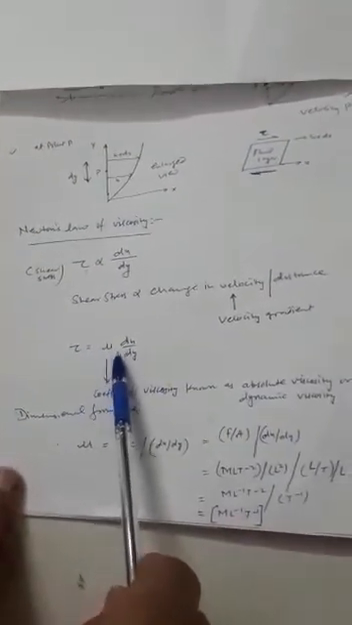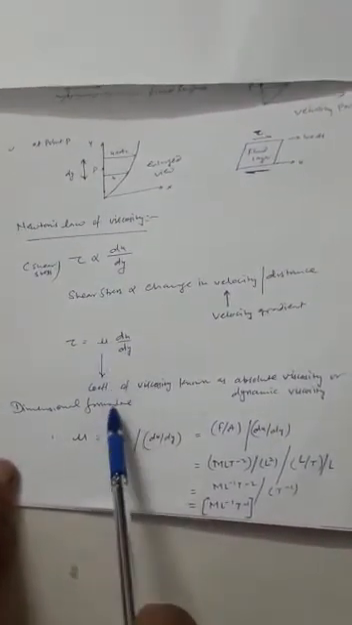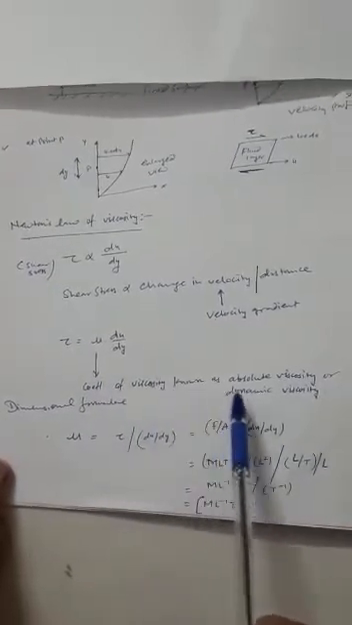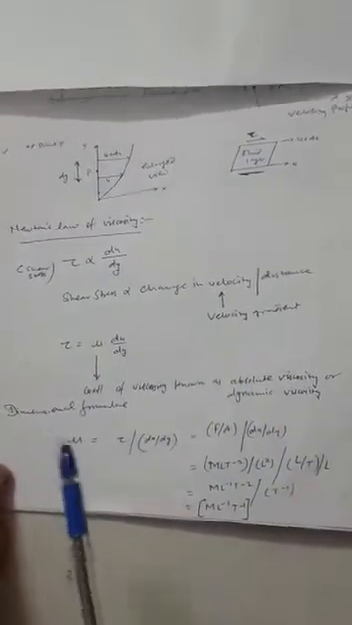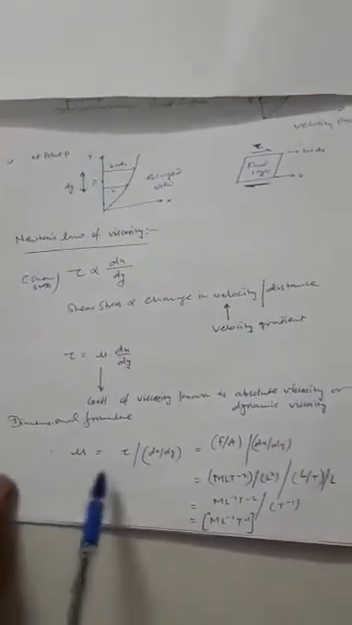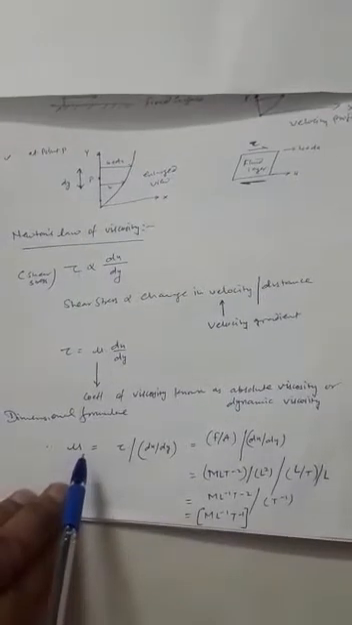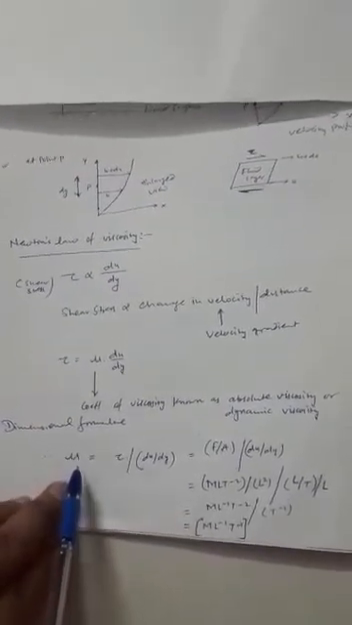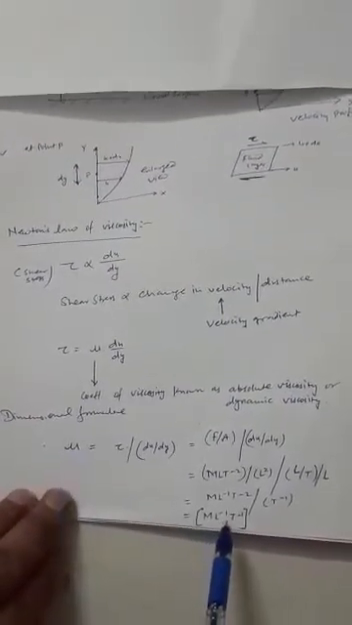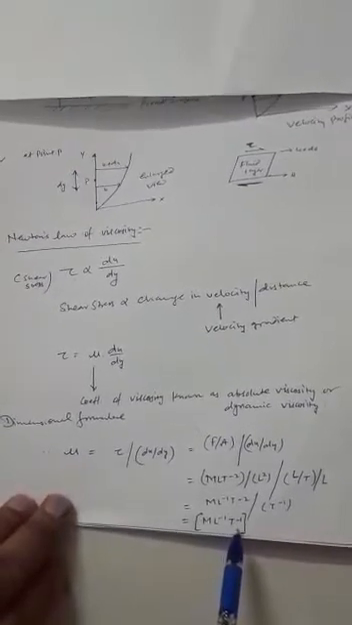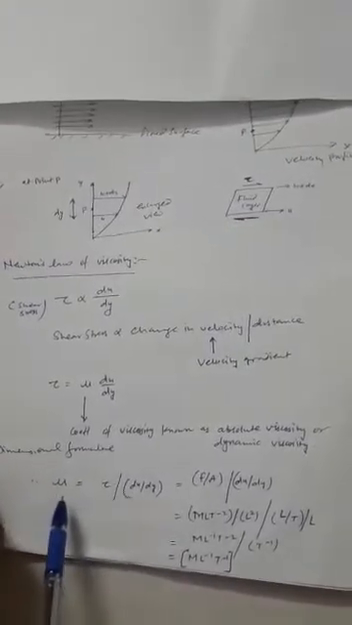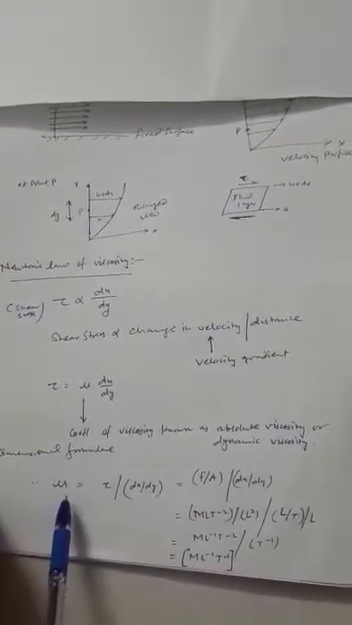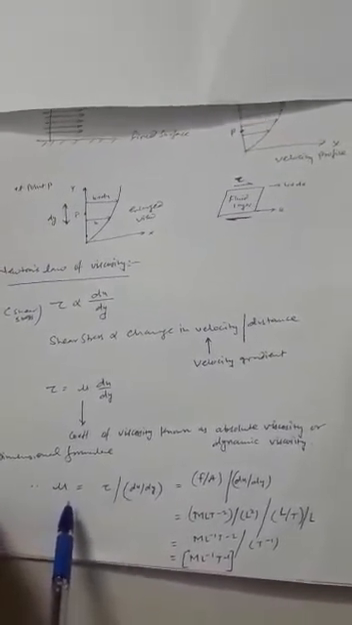Shear stress is equal to mu into du upon dy. Mu, the coefficient of viscosity, is known as absolute viscosity or dynamic viscosity. We can calculate the dimensional formula for dynamic viscosity. This will be equal to M L minus 1 T minus 1. The unit of dynamic viscosity is Newton second per meter square.